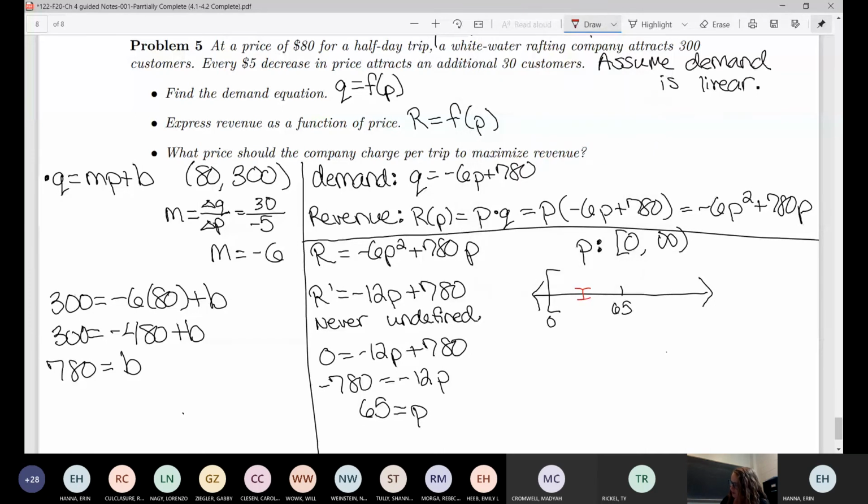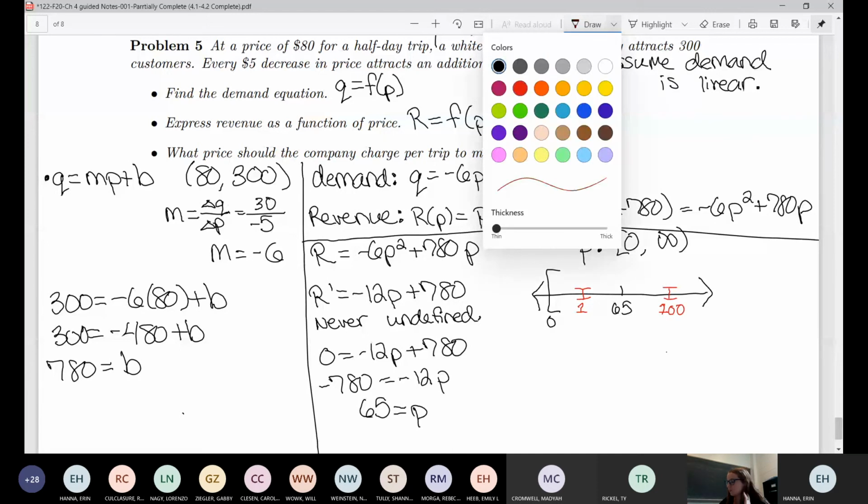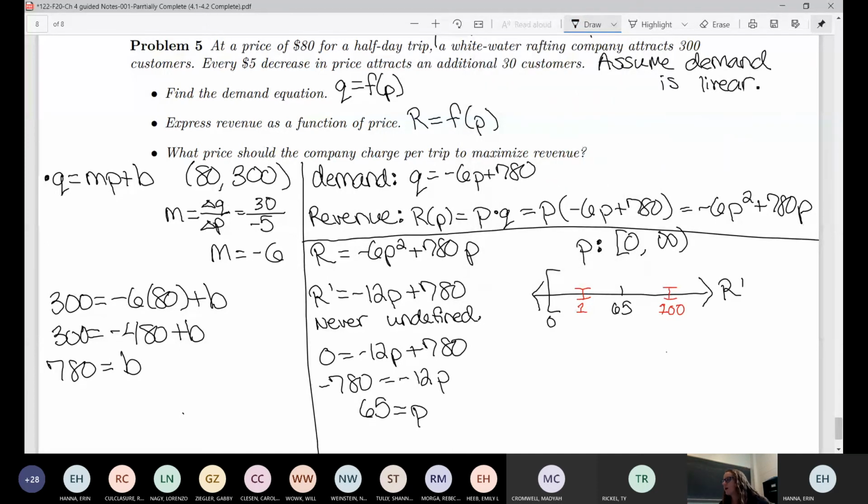So I need to choose some test points. I can choose 1, and let's go with 100. Why not? And we're talking about the derivative of revenue, so I have to plug them into the derivative. So if I plug in 1, we'll get negative 12 plus 780, which will be a positive number. And if I plug in 100, negative 1,200 plus 780 will be a negative number. Plug them into your calculator if you need.